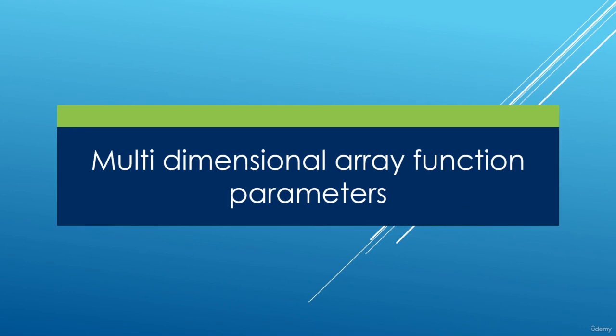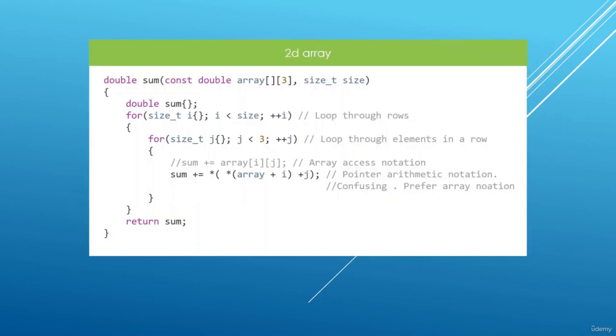In this lecture, we're going to see how we can pass multi-dimensional arrays as function parameters. And we're going to look at an example straight away because I think that's the best way to really explain these things. Here we have a simple function which is going to do the sum of our array. It's going to return a double, and it's going to take a const double array.